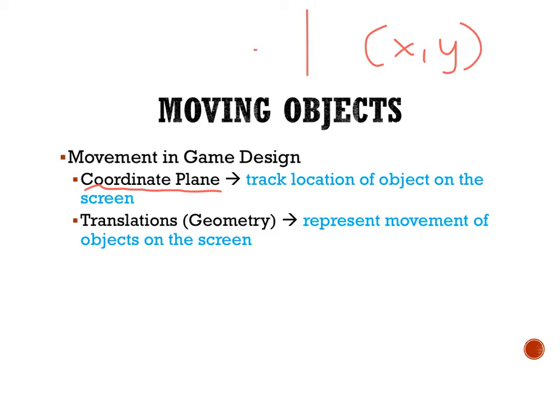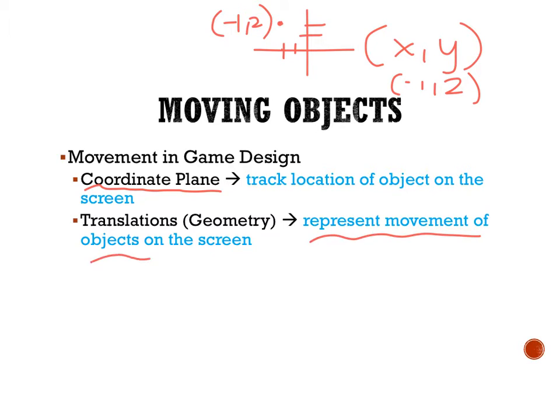So we'd have our coordinate plane, say we had the point -1, 2. We'd go to x is -1, y is 2. That would be our location. So in game design, everything has a location using a coordinate plane. And then from there, we apply translations to represent movement of those objects on a screen and to track where those objects were and where they currently are.